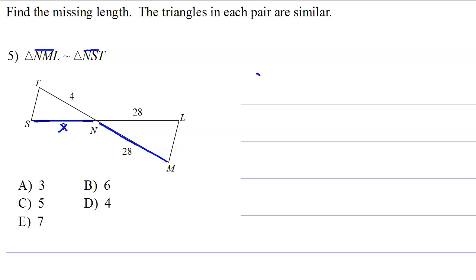So I'm going to set up the left triangle over the right triangle. And now I got to find another piece. For instance, TN must go with LN.